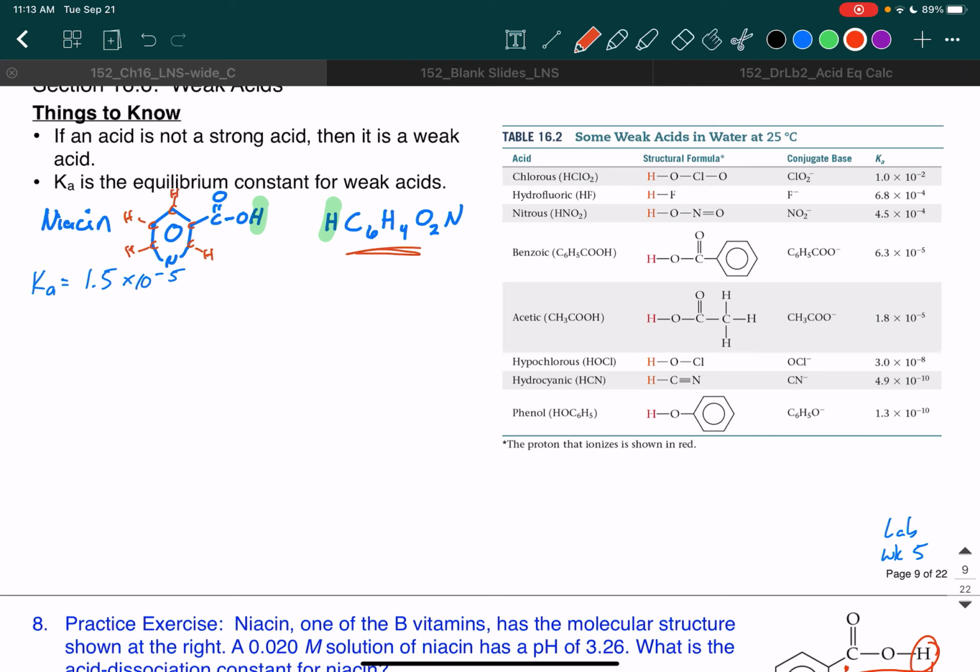All right. Now, one other little thing I'm going to do here is change the notation, and I'm just going to put HNic. So instead of rewriting that molecular formula over and over again, I'm just going to put Nic for niacin. I could have used HA. I could use H anything, because really the only thing I care about is the monoprotic acid, and it has a particular Ka value.